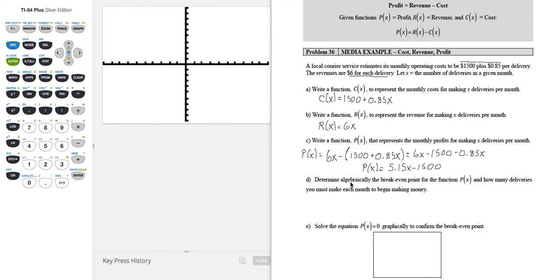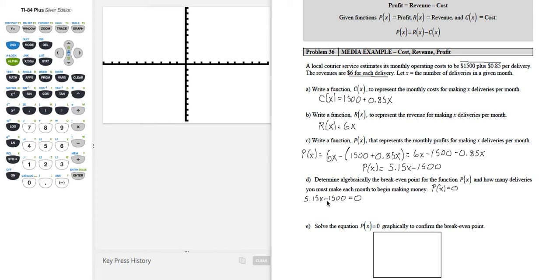Part D says determine algebraically the break-even point for P of x and how many deliveries you must make each month to begin making money. So the break-even point will occur when P of x equals 0. When profit equals 0, right after that we start making money. So I'm going to take my profit function, 5.15x minus 1,500, set that equal to 0, and solve for x.